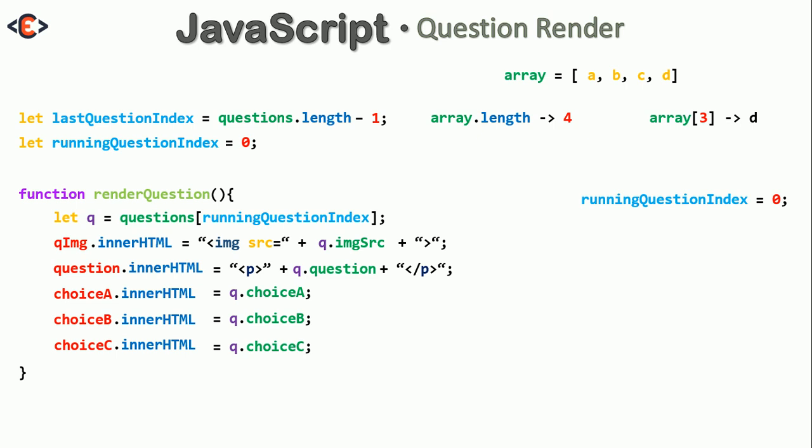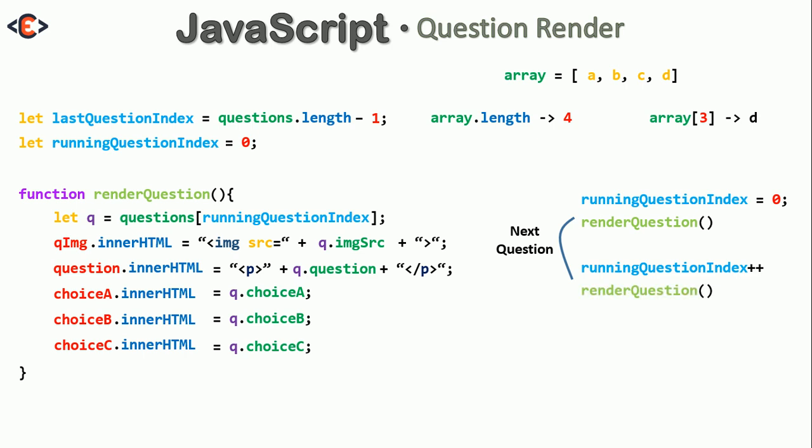Now when we set running question index equals 0, and then we call the render question function, here we are displaying to the user the first question. To move to the next question, it's easy. We will just increment the running question index by 1 and then render the question again.